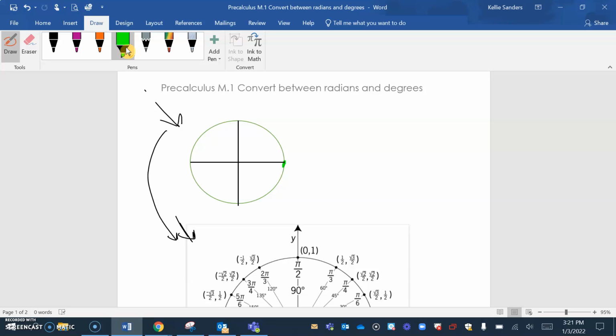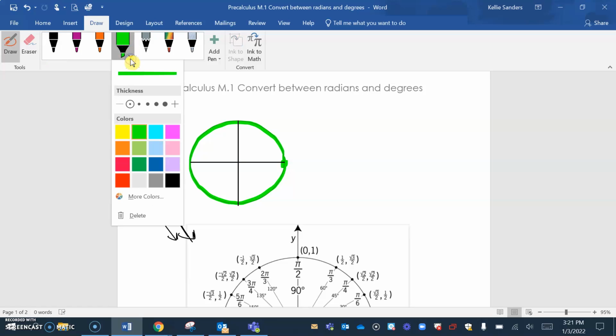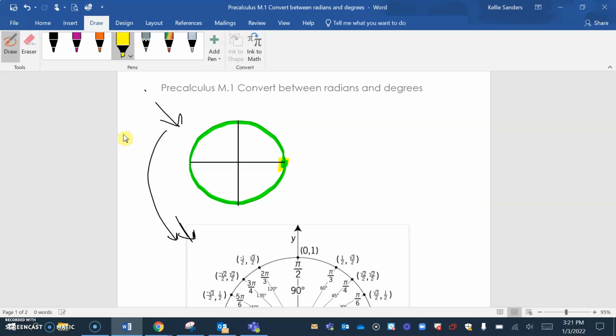If we draw a circle and we start on the x-axis and go counterclockwise, how many degrees is in a full circle? 360, right? Okay, so what if we started on the positive x-axis and just went right here? Whenever you start, if you haven't started yet, you are at 0 degrees.